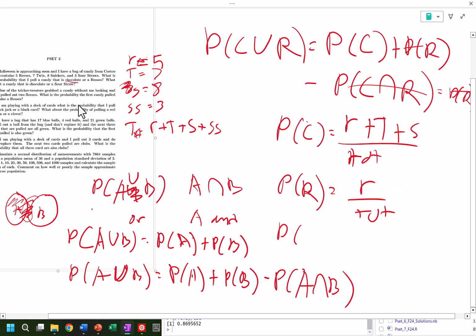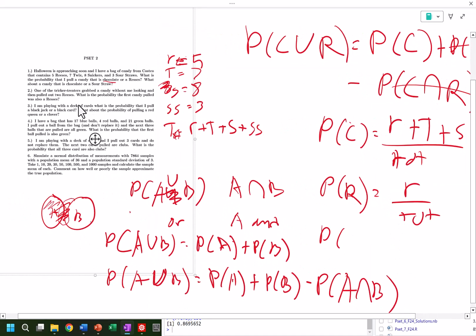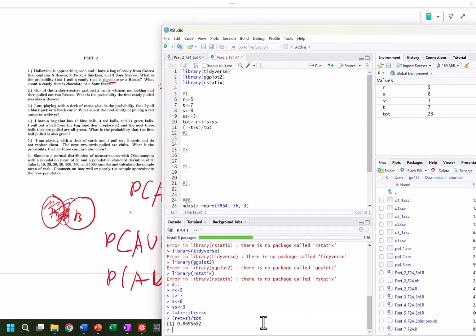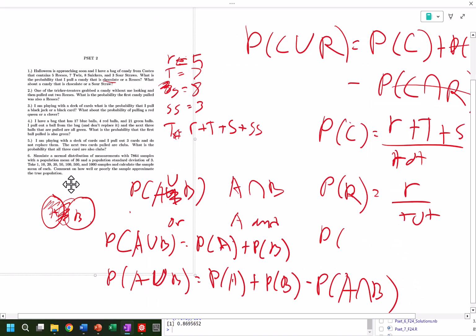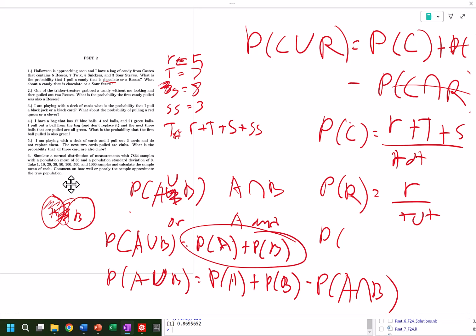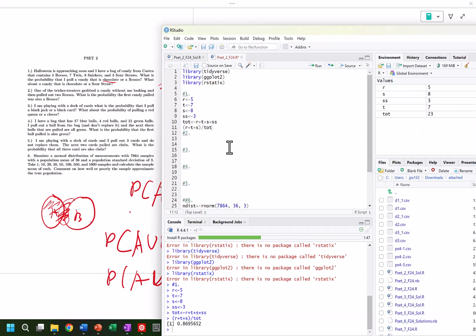Now we have another question. What about a candy that is chocolate or a sour straw? So the probability that it's chocolate or a sour straw, now we are dealing with events that are basically mutually exclusive. So we're just going to add those two together. So we already have the probability of a chocolate. We have that right here. So let's just copy this.